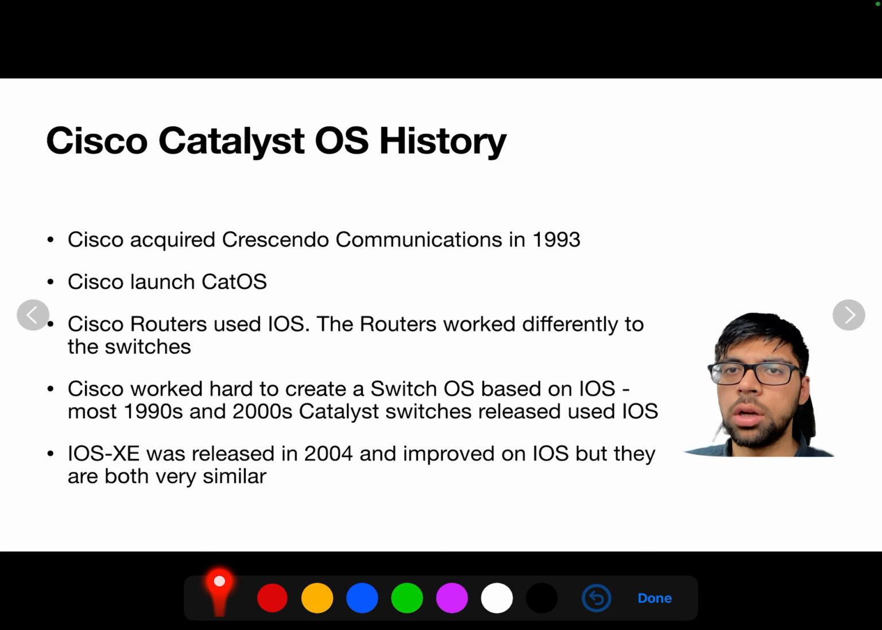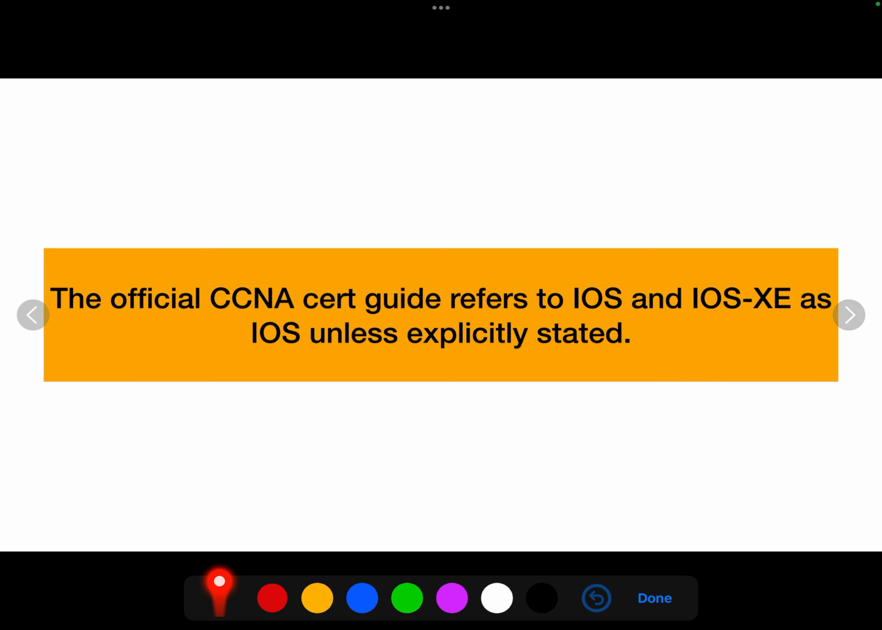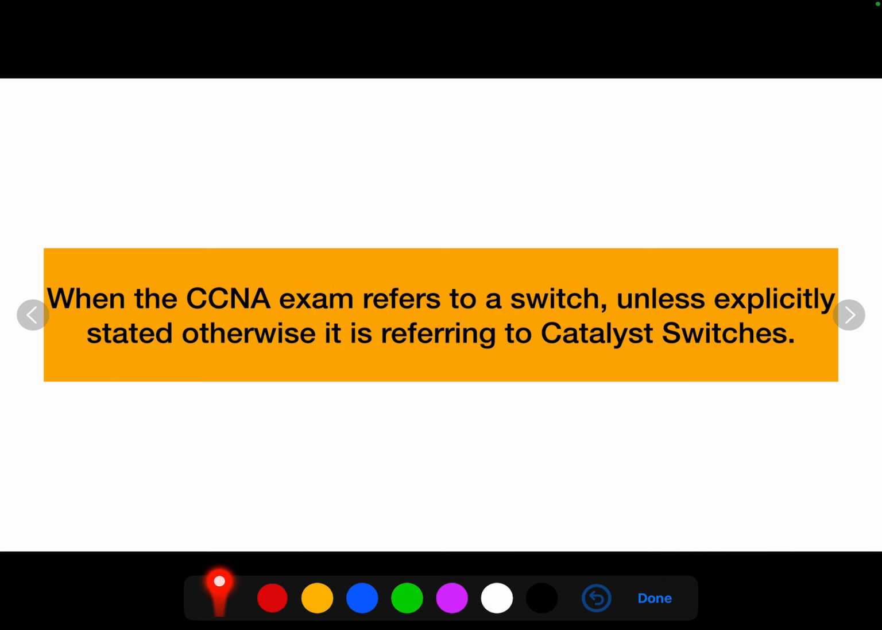it is very similar. So an important point to make is that the official CCNA Cert Guide refers to IOS and IOS XE as IOS, unless explicitly stated. So the IOS term is used broadly to refer to both of those operating systems because they're so similar. So unless explicitly stated, you can assume that IOS is referring to both IOS and IOS XE in the official CCNA Cert Guide released by Cisco Press. Last point I want to make is when the CCNA exam refers to a switch, unless explicitly stated otherwise, it is referring to Catalyst switches. So that brings me to the end of part 1, guys.